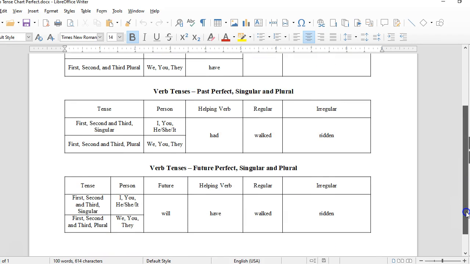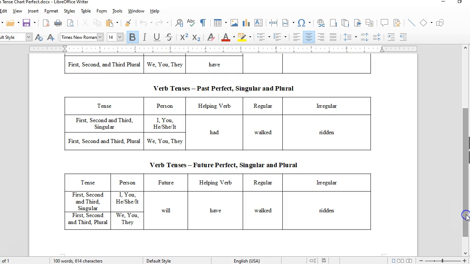Now, the future perfect. I want to describe some kind of action that happened before the future, which might be a little hard for us to think about. But we want to describe something that we know will likely occur by the end of a certain future date. So, for instance, by June, I will have already finished school. June is in the future.